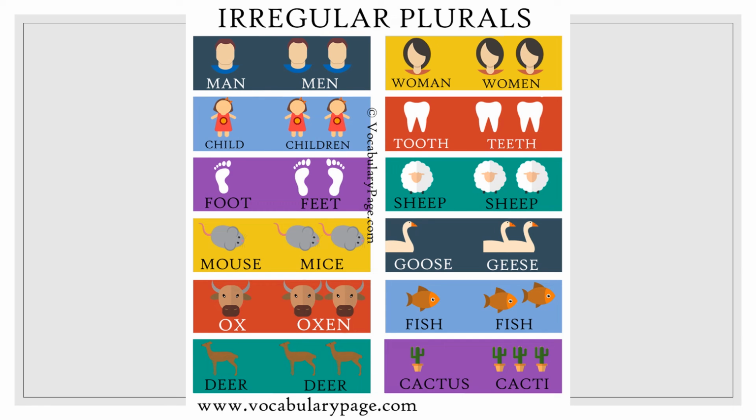Again, these are irregular plural nouns. Sometimes the word completely changes and sometimes it stays the same, like in fish or in sheep or in deer. Okay, so the plural of mouse is not mouses, it's mice. The plural of a cactus, that's a new one, it's cacti. Okay, the plural of a cactus is cacti. So these are some examples of irregular plural nouns.